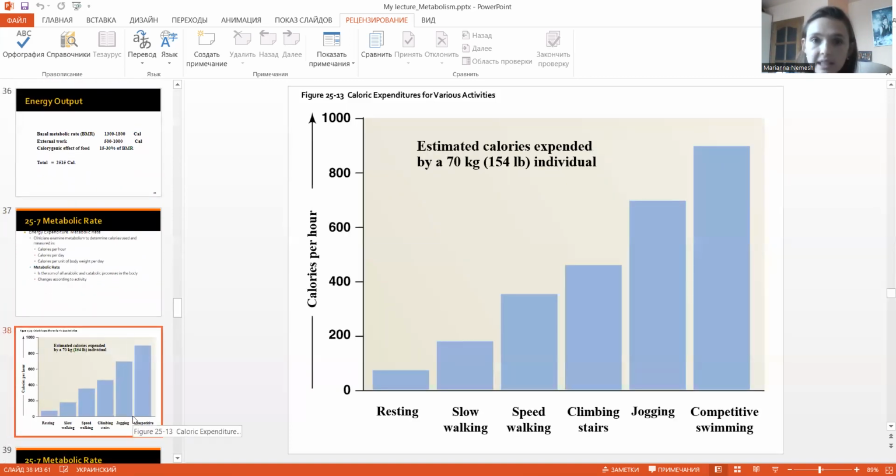For example, in this slide, you could see how many kilocalories your body will use for different kinds of physical activity. Here we have the estimated calories expended by a person who weighs 70 kilograms. For walking, a person could use about 200 kilocalories per hour. For jogging, a person could use approximately 600 kilocalories per hour.